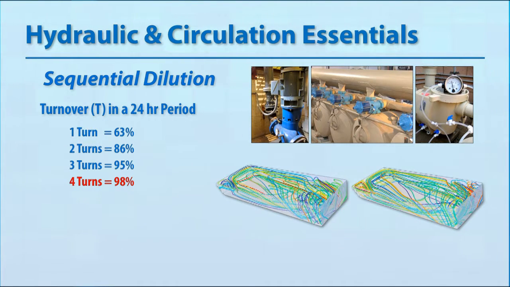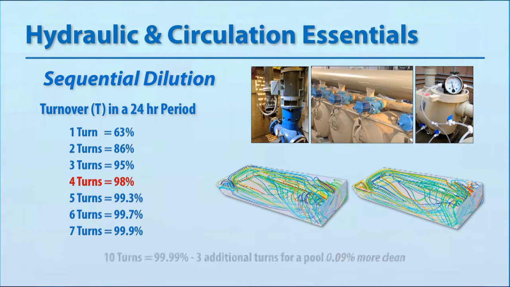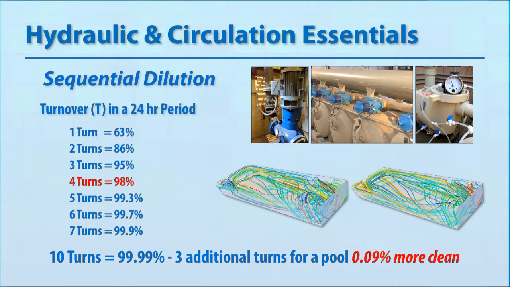T equals 4 is equivalent to a 6-hour turn, or 4 times a day, which is typically found in most health codes. If we take this a little further to 5, 6, or 7 turns, you see that each successive turn has less and less impact on water quality. For example, moving from 6 to 7 turns adds only an additional 0.2% of cleanliness. It is interesting to note that increasing from 99.9% to 99.99% clean requires 10 turns. That is 3 more turns for a pool that is only 0.09% more clean.